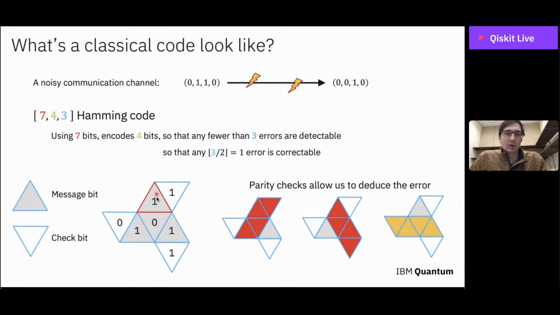But let's say that one of the message bits flips, then both of these checks light up. So Bob can tell that this is the bit that flipped. And then if the middle bit flips, all 3 of the checks light up. So this is why one error is correctable. You can see that putting one error anywhere leads to a unique syndrome, a unique combination of parity checks that fires.